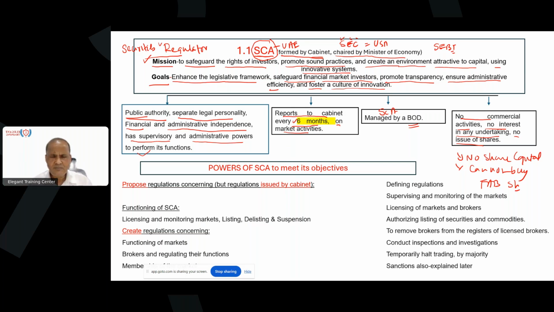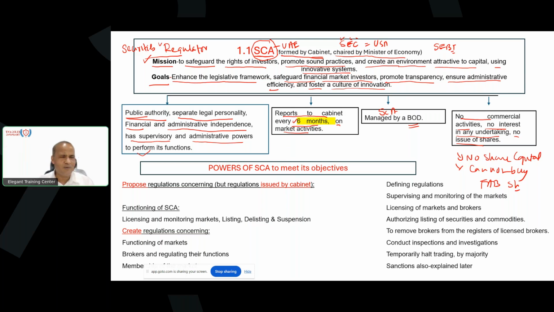Clear? How many factories can SCA have at maximum? No factory, no commercial activity. So no activity and no share capital. They do not issue shares. Clear? So who is the owner? The government is the owner. It is not a public company. And they are not into investment. They don't buy shares and bonds.